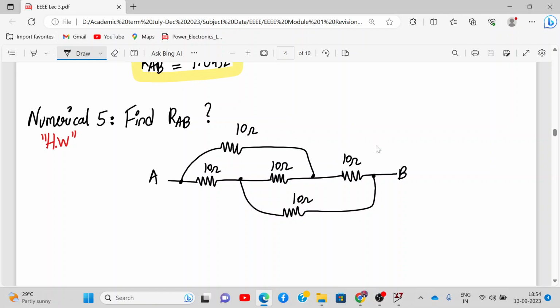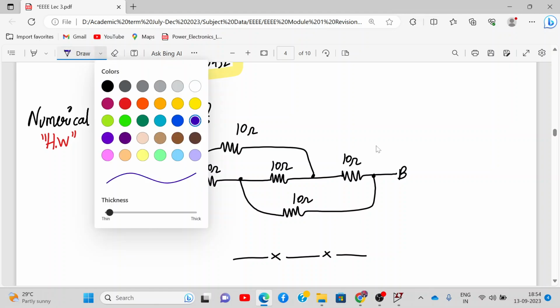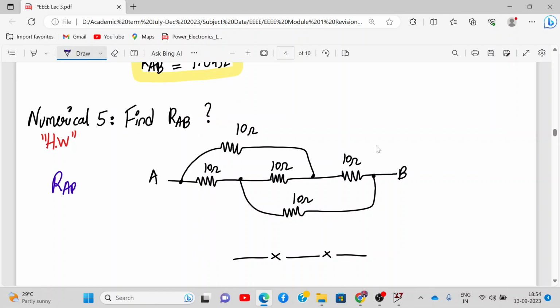All right. So that's the end of the lecture. That's all for today. Next time we'll start with some other topic. Before that, let me give you the value of RAB. The equivalent resistance comes out to be 10 ohm. So please calculate and verify this answer.